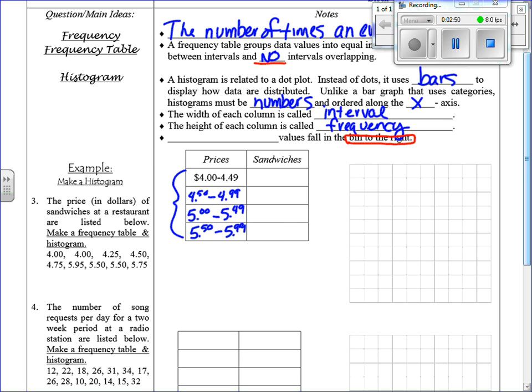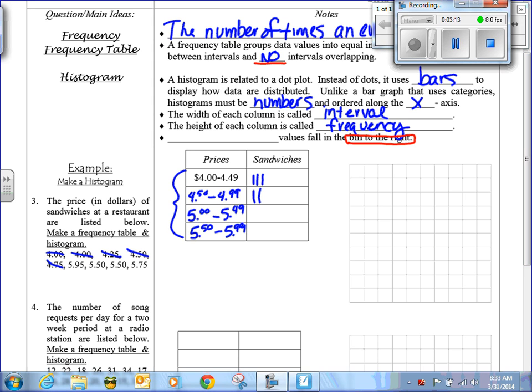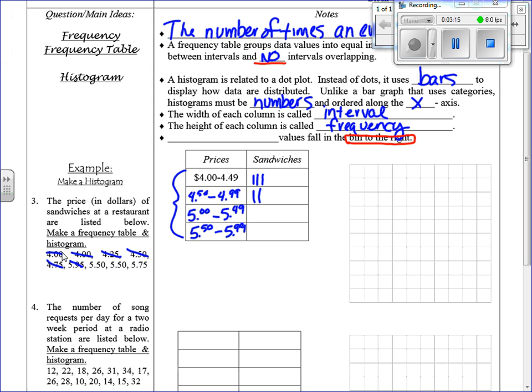So $4. I'm going to cross that out so I don't make a mistake of repeating my data. $4, $4.25, $4.50, $4.75, $5.95, $5.50, $5.50, $5.75.